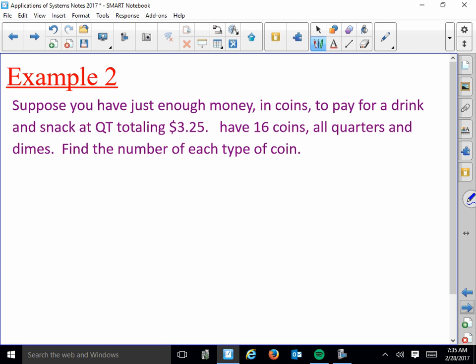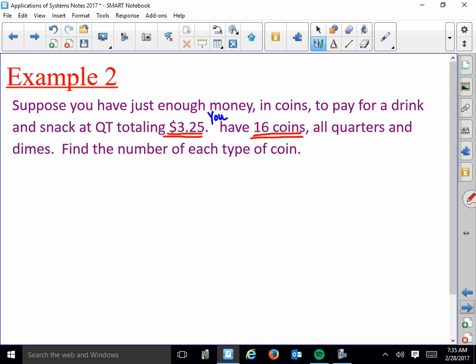Okay, let's go ahead and take a look at a second example. Suppose you have just enough money in coins to pay for a drink and snack at QuikTrip totaling $3.25. You have 16 coins, all quarters and dimes. Find the number of each type of coin. Again, let's highlight or underline the most important information. I know that I've spent $3.25. I have 16 coins, that's important.